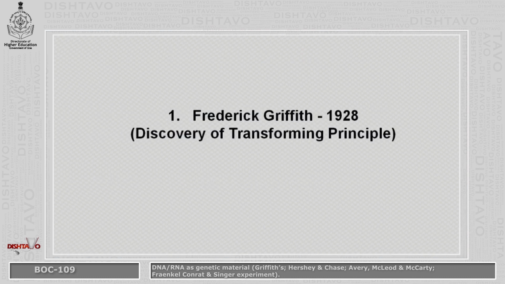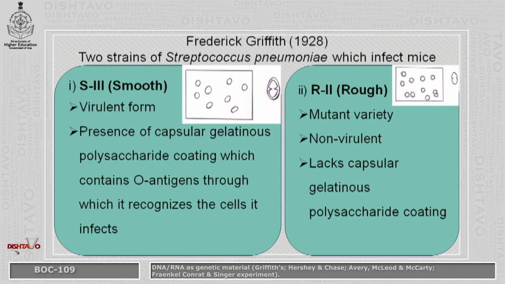To begin with, we will first see Frederick Griffith's experiment in the year 1928, which is the discovery of the transforming principle. In this, Frederick Griffith took 2 strains of Streptococcus pneumoniae, which infects mice and causes pneumonia and ultimately death. He took 2 strains, S3, which is the smooth, and R2, which is the rough strain.